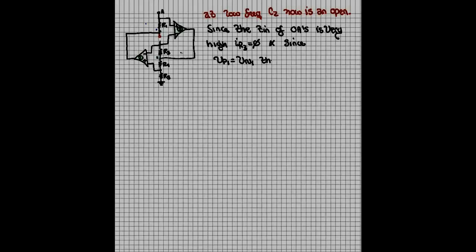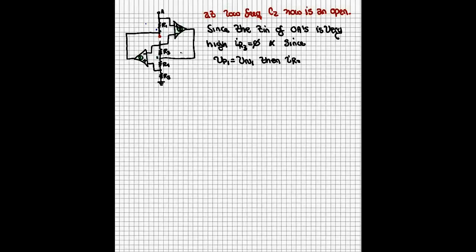Okay. Since the input impedance of op-amps is very high, therefore IR3 has to be equal to 0, and since VP1 is equal to VN1, then IR3 is equal to IR4, which is equal to 0.